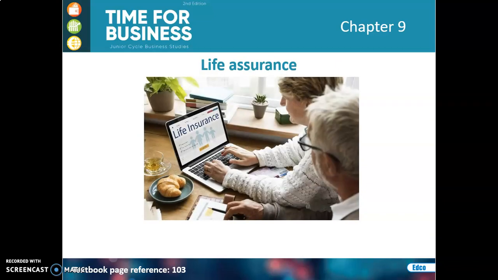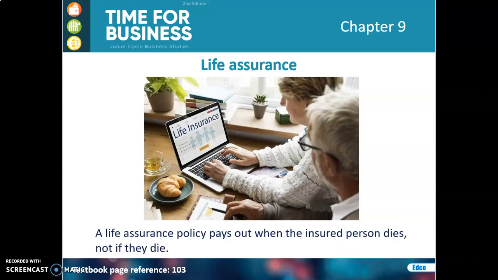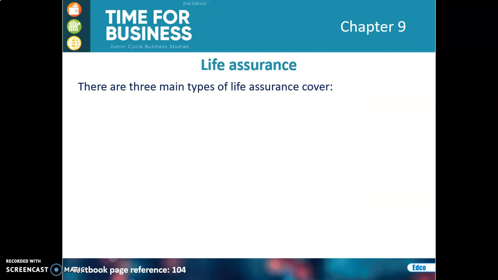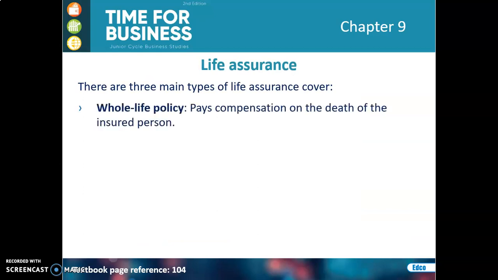Life assurance will pay out when a person dies. So therefore it's called assurance, not because you are assured that somebody will die at some stage. There are different types of life assurance cover. Whole life pays out on the death of the insured person. Doesn't matter what age they are, when they die, their family get the money.